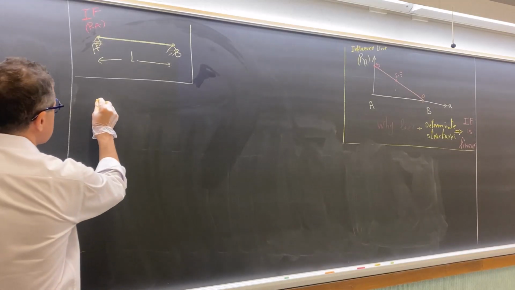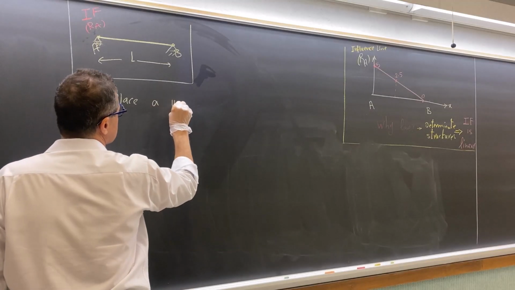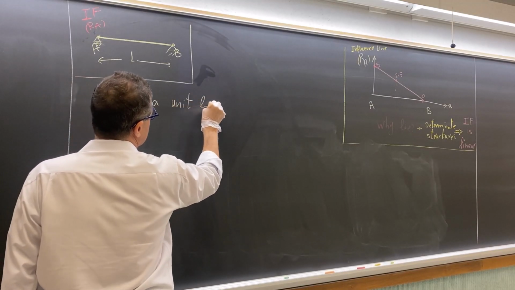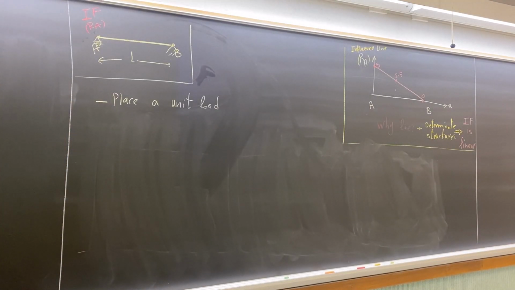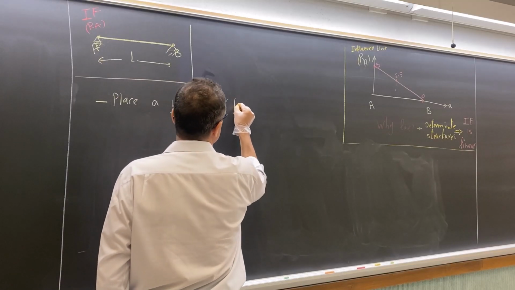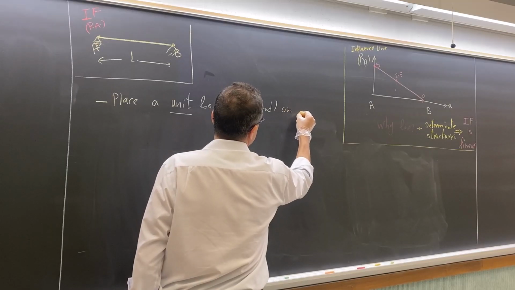The first step is place a unit load, because in this question we don't have any load on this beam. Basically you are not given any load. In general, when the question asks for influence line, there is no load on the beam. It means the load is just an arbitrary load downward moving on this beam. So you need to place a unit load downward on the beam.